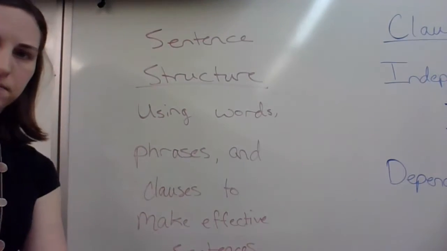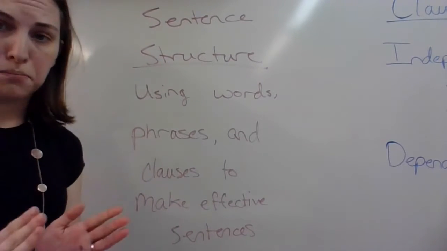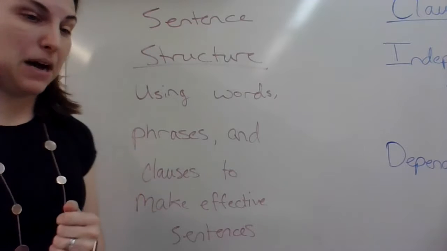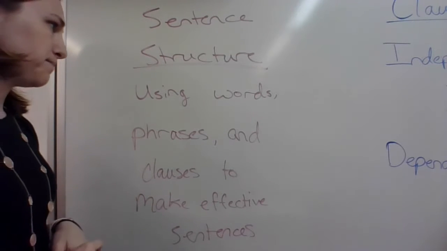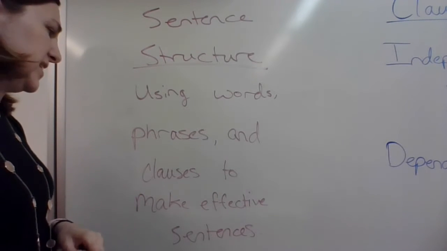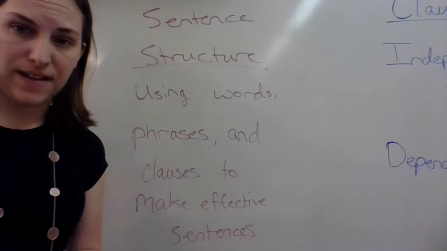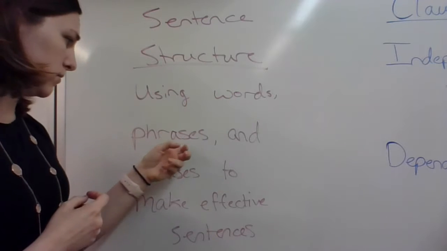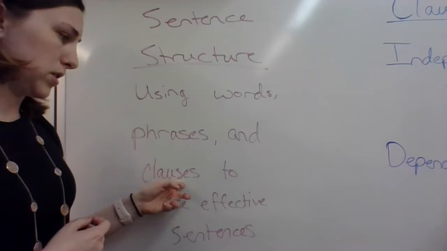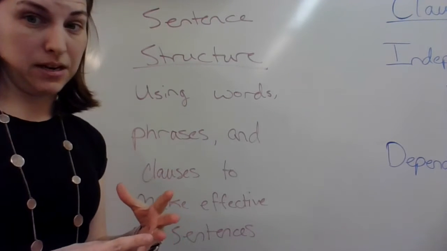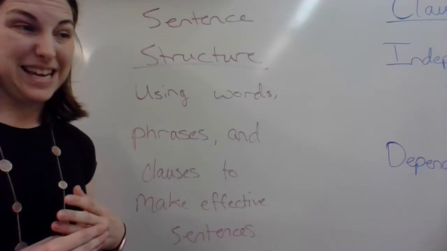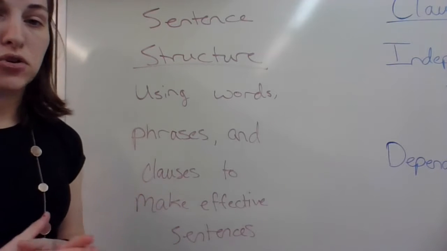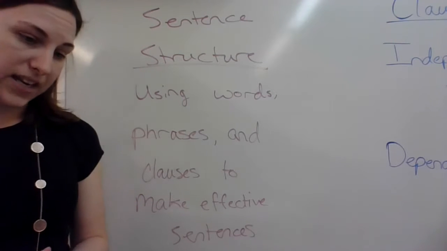This is not necessarily a definition in your book, but it's just something that I kind of came up with to summarize what we're talking about. Sentence structure is using words, phrases, and clauses to make effective sentences. Okay, that's just the basic parts: words, phrases, the different types of phrases, and of course clauses. That's primarily what we're talking about today because that's what makes up the sentences, so to speak. Of course, that's what we're trying to do. We're trying to communicate our ideas effectively.